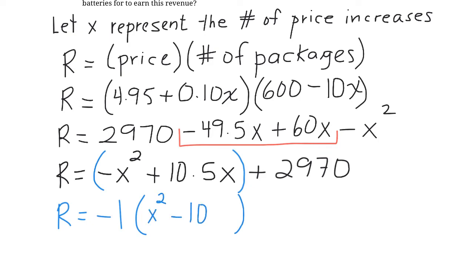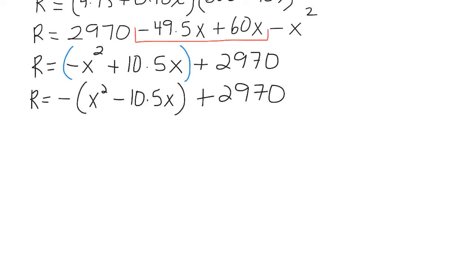minus 10.5x. And I'm going to keep the outside the same. I still have a positive 2,970. The next thing that we need to do is come up with what we call a perfect square trinomial. So that involves exclusively working with the b value in our standard form equation. So off on the side, I'm going to take my b value, which is a negative 10.5.